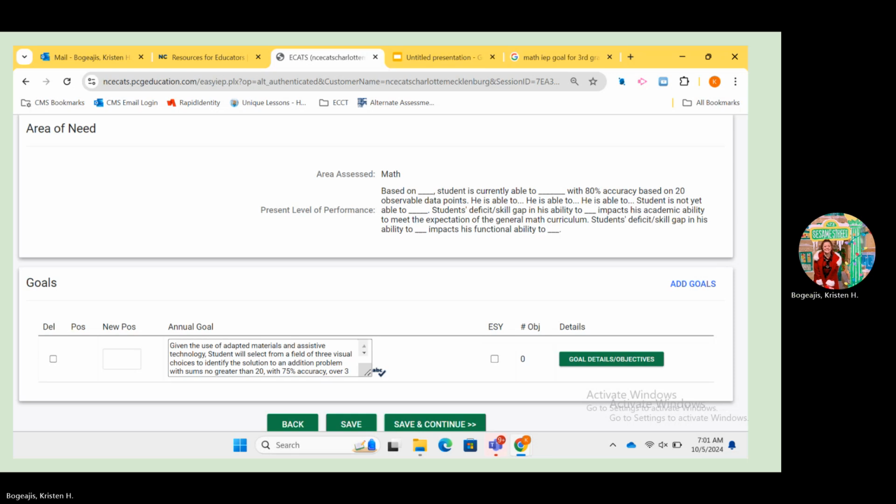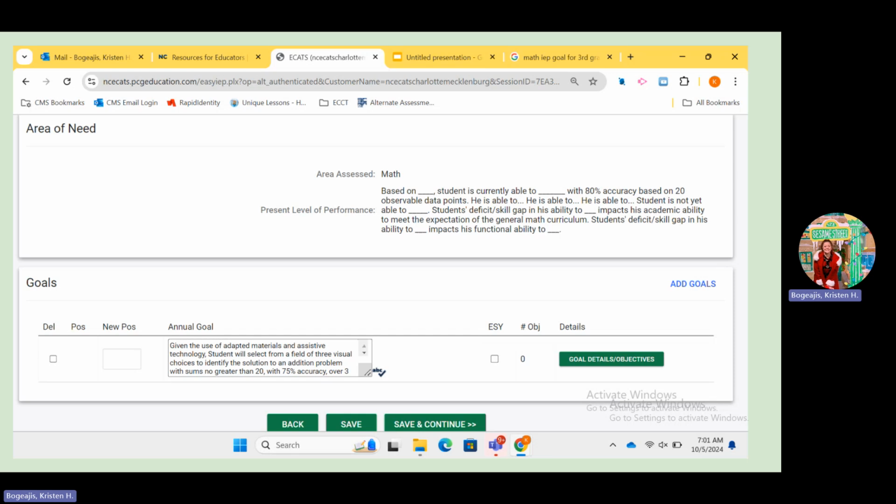So this student's deficit or skill gap in his ability to solve addition problems impacts his academic ability to meet the expectations of the general math curriculum. The student's deficit or skill gap in his ability to solve addition problems impacts his functional ability to blank. So this impact statement needs to be academic because it's math, but it can also be functional. So if you have a math goal that is related to maybe counting money, then you could say that it impacts their ability academically and then also functionally.